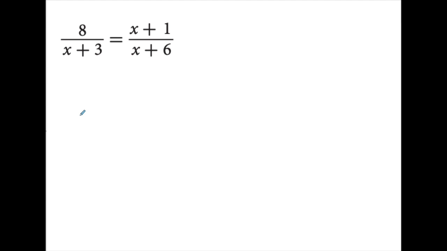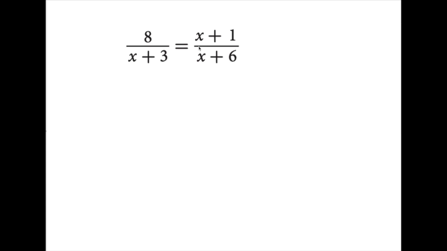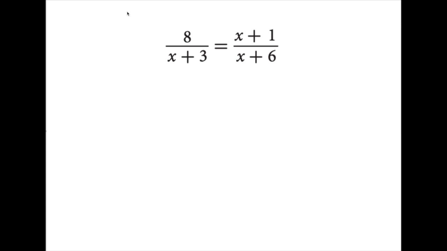All right, here's another one. Let's take a look at this. So here we have our equation. First, we find our extraneous values, right? So extraneous values. X cannot be negative 3, and it cannot be negative 6, because those would make our denominator 0. Okay, now we factor everything, which we basically have done.